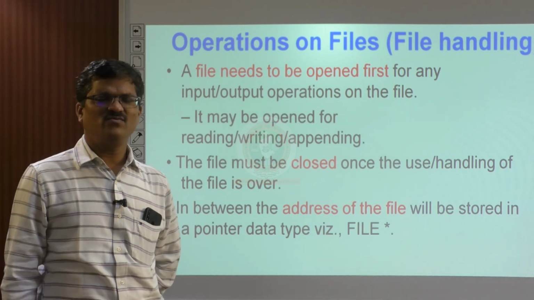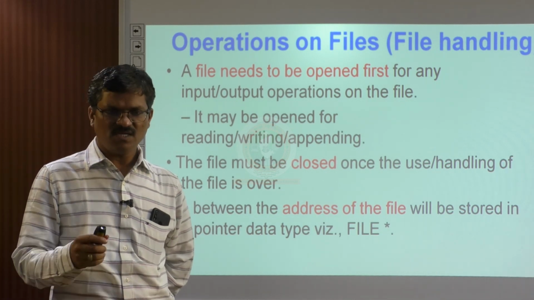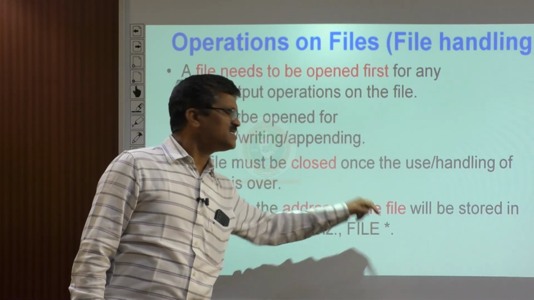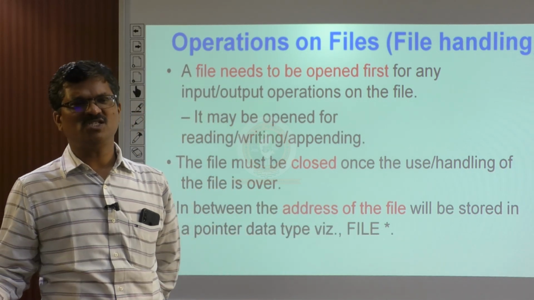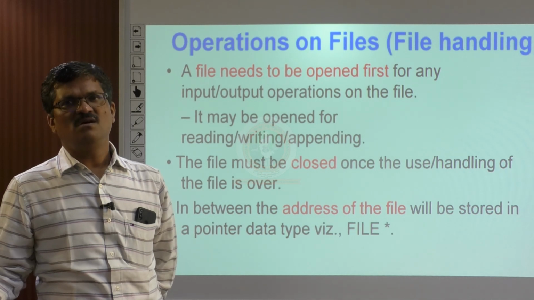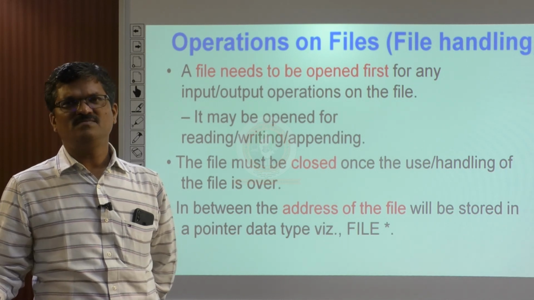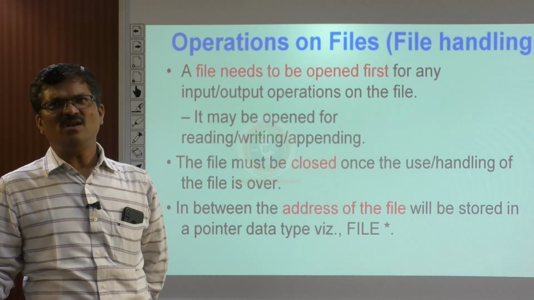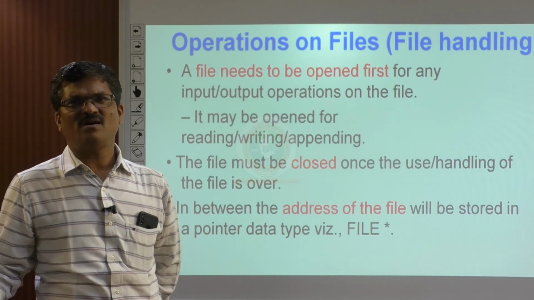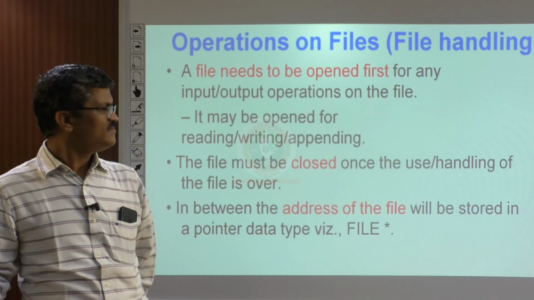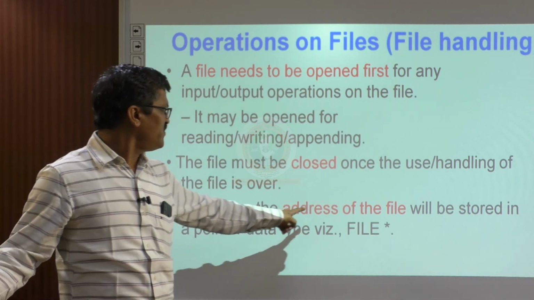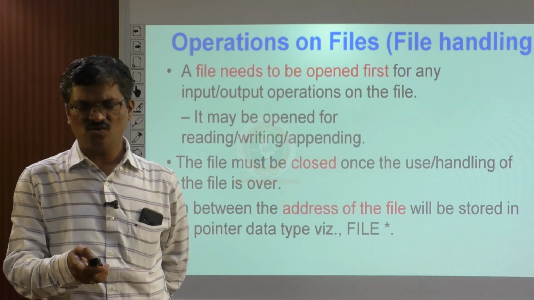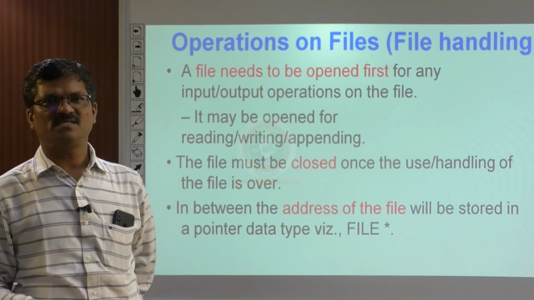One important thing that we come across here is that we make use of FILE star. This happens to be a structure. We need a pointer of type FILE, which will store the address of a particular file. So the address of the file will be stored in a pointer of type FILE star. This is defined in the C compiler.